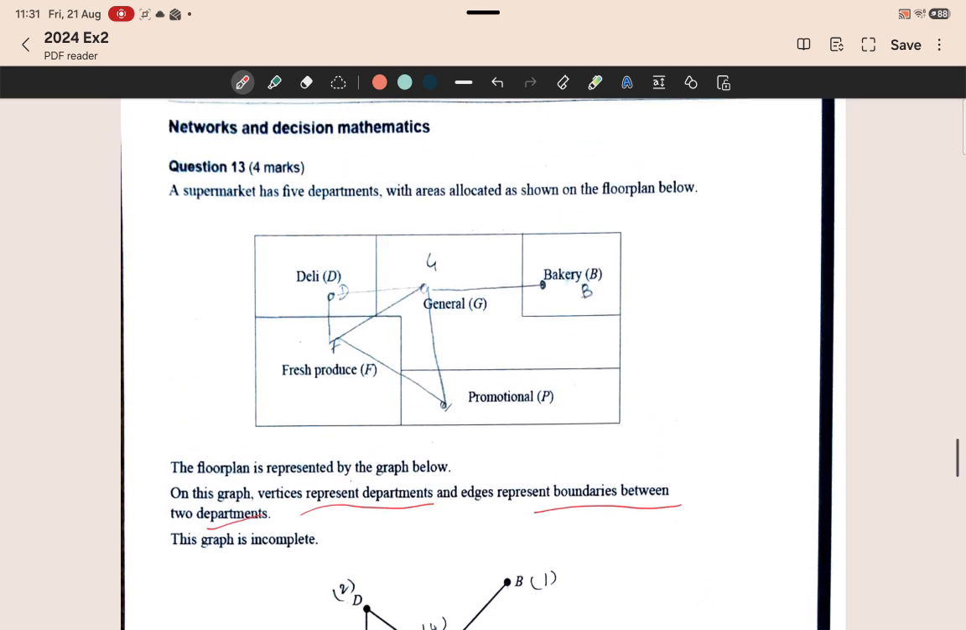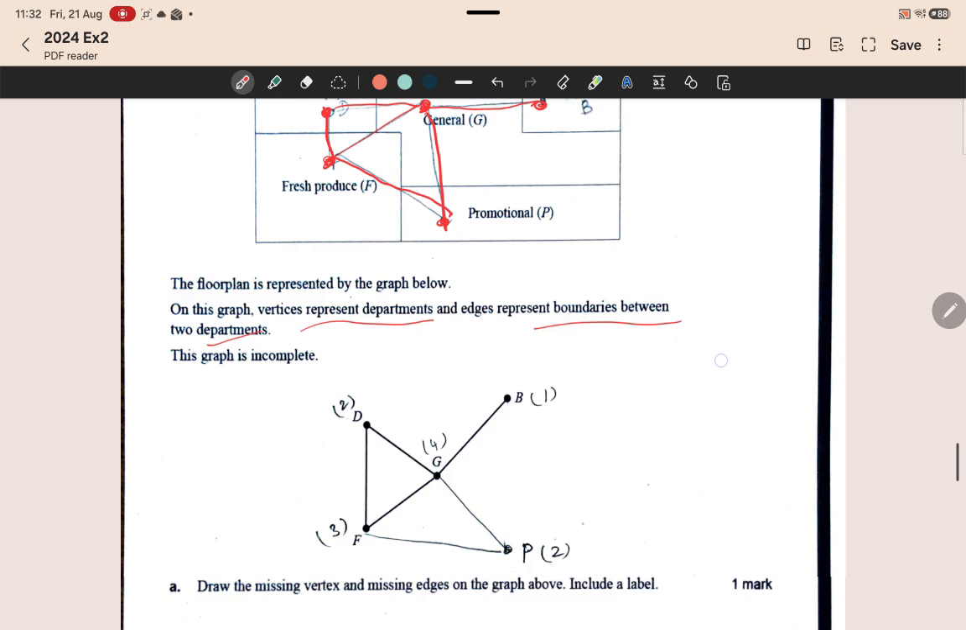Now how I went about this is I actually placed a dot on each of the areas, and these are the locations. That's the vertex, and where I saw a line that went like this was a connection between them. So I actually represented that connection as an edge, and this was connected here. And I also saw that F was connected to G as well, and F was connected to P as well. And then I saw P was connected to F and G. And G was connected to the bakery.